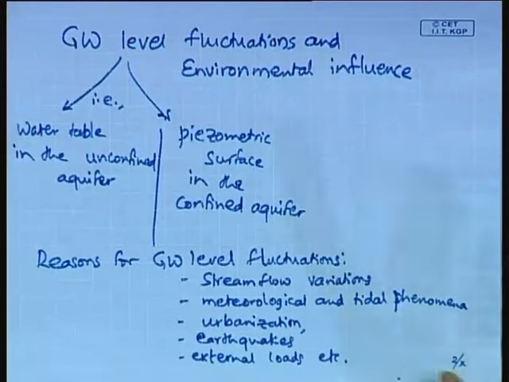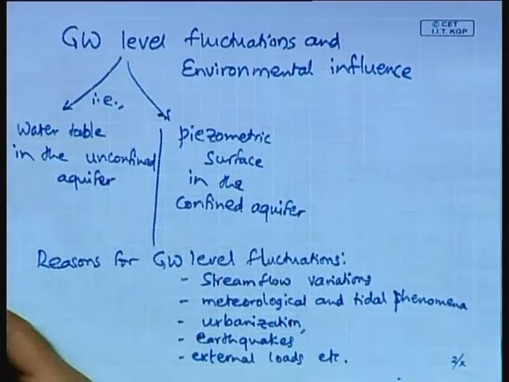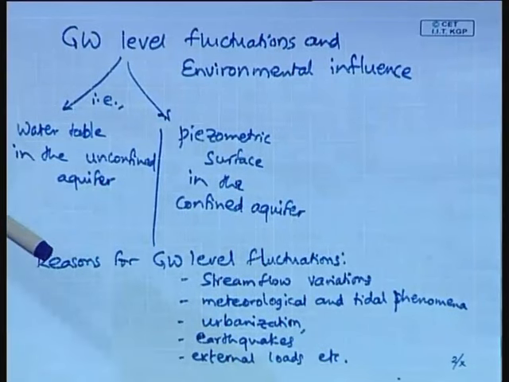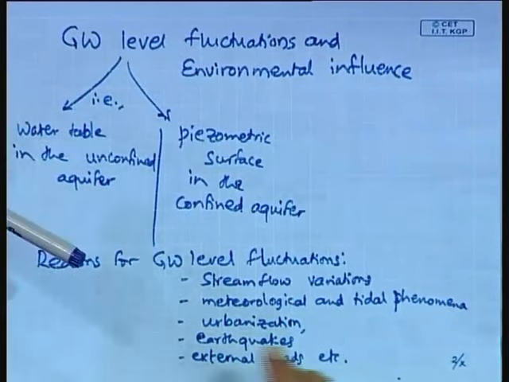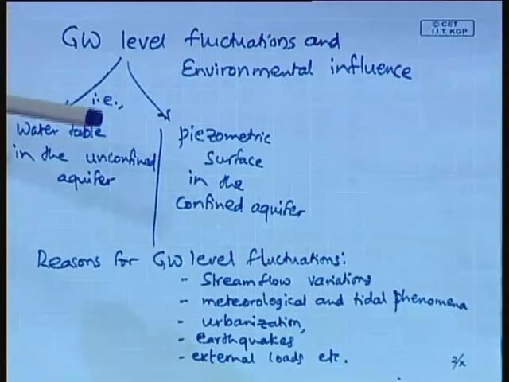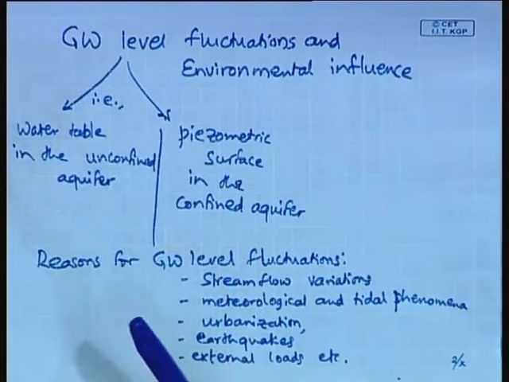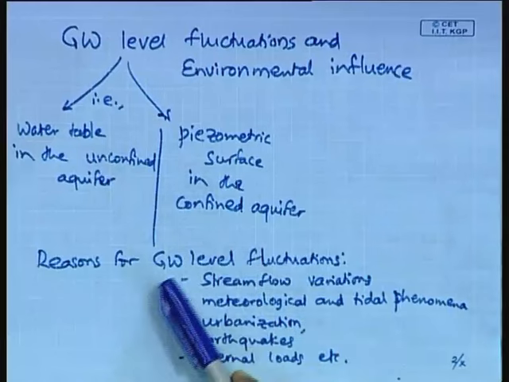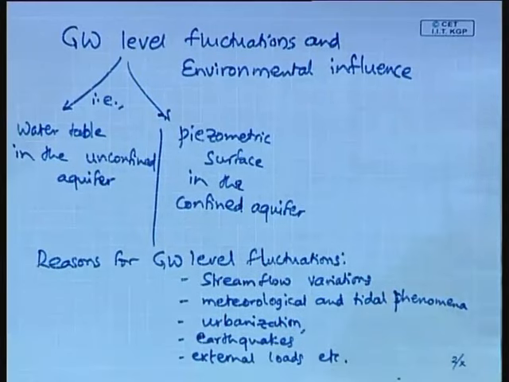So, this groundwater level should be maintained at the optimum range. It should neither be too shallow nor should it be too deep, and to maintain this optimum level of groundwater during all the times, we need to study the reasons based on which the groundwater level fluctuates. So, some of the reasons are listed here.